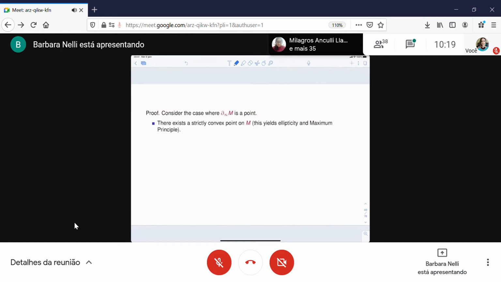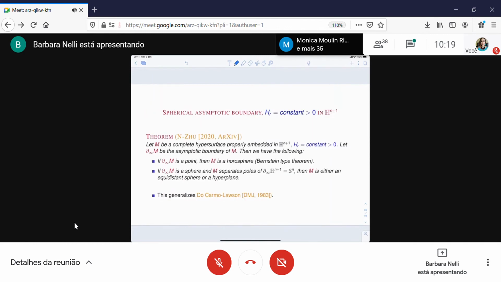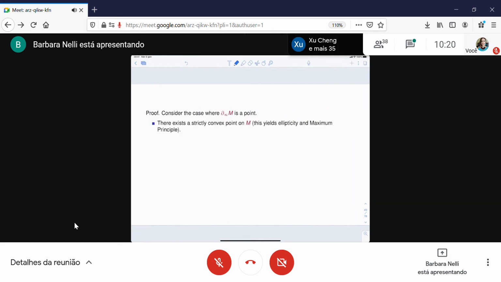Okay, so let me give you an idea of the proof. The first thing to do is that, in fact, for these hypersurfaces, you can use the maximum principle. And all you have to do to prove it is that you are in this positive cone with your principal curvatures. So, for example, it is enough to prove that you have a strictly convex point on the surface. So let us prove that there exists a strictly convex point on M. In order to prove it, I will do some picture.